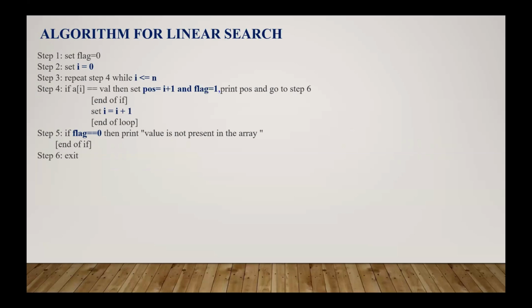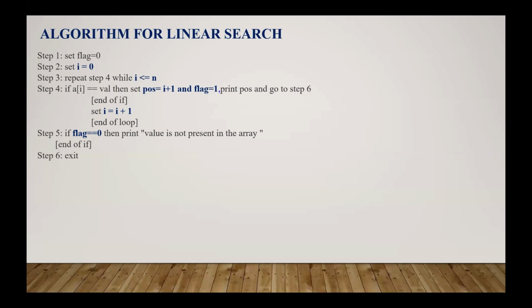Then we set the value of i equal to 0, because we have to traverse the entire list to search for an element. As we are going to store n number of elements, we have to search from 0 to n minus 1. The reason is that we are storing the data in an array right now. So we repeat the step while i is less than or equal to n.